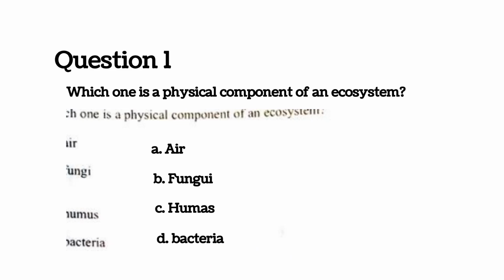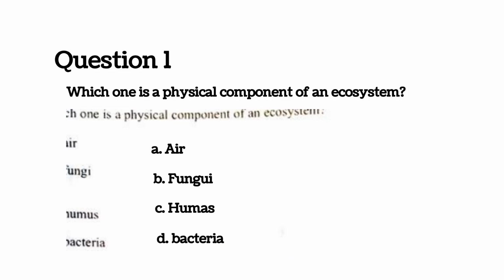And maybe, given that choice, air is presented as the most unambiguously physical, non-living thing. It's not derived from life in the same immediate way humus is. It's just the atmosphere. That could be the logic the source is guiding us towards. By putting clear living things, B and D, against clear non-living things, A and C, and asking for a physical component, perhaps the most straightforward, universally accepted abiotic factor among the choices is the intended answer.